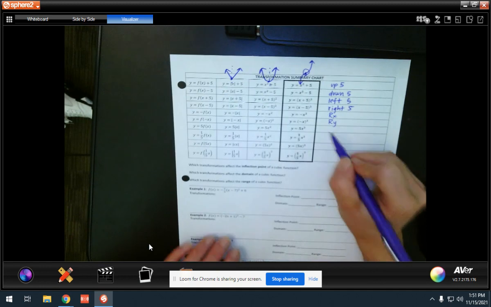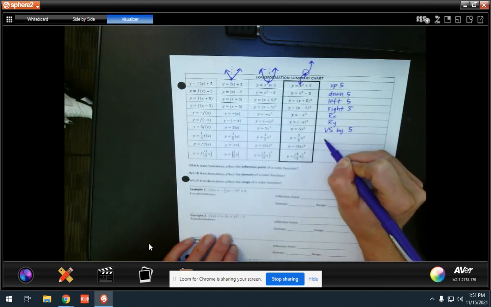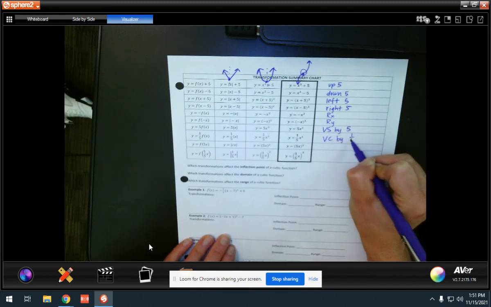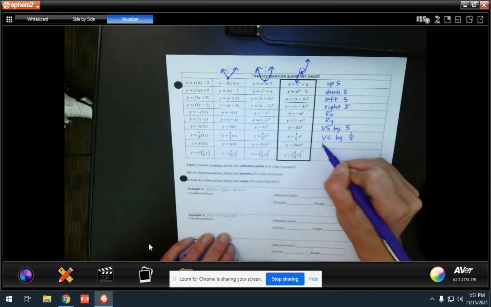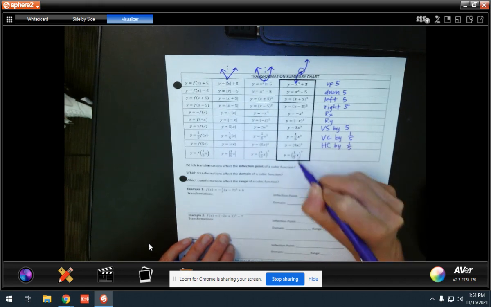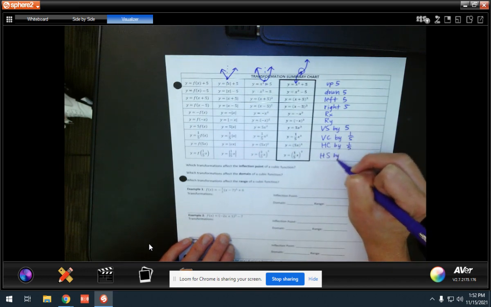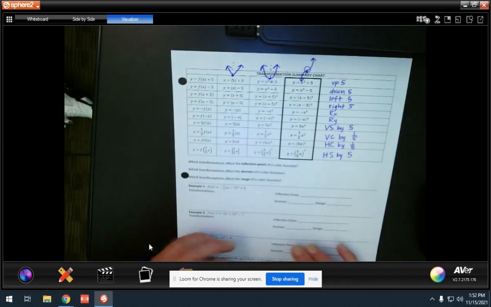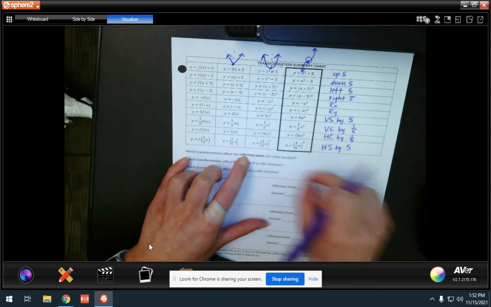Okay, and then a 5 outside, vertical stretch by 5. A 1/5 outside, suddenly it's smaller than 1, so we're going to call that vertical compression by 1/5. 5 is inside the crazy house, so that's horizontal compression by 1/5. The 1/5 is inside the crazy house, so horizontal stretch by 5. Same rules, different function.